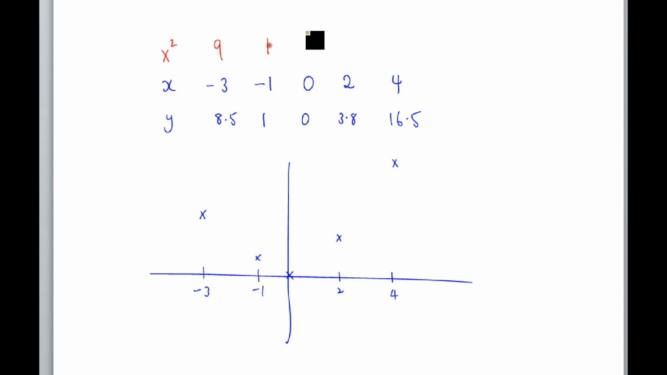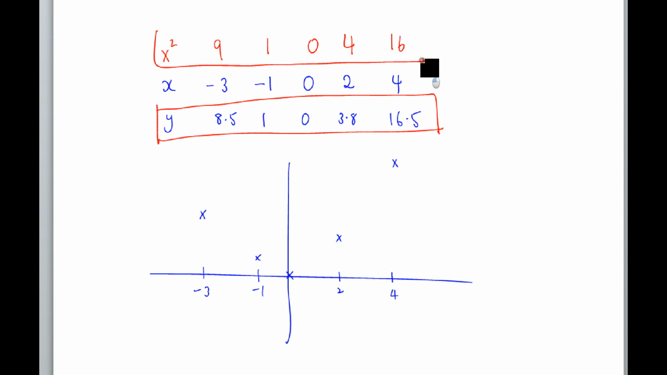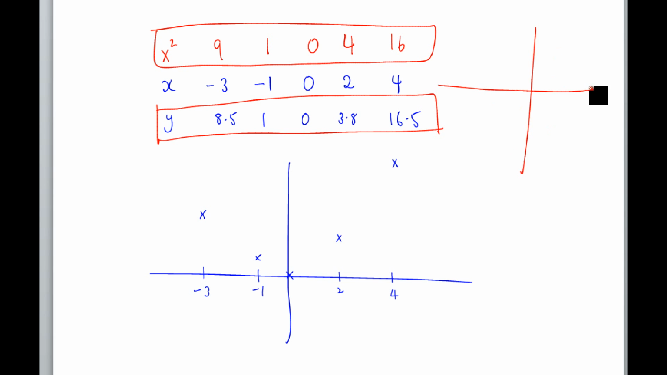9, 1, 0, 4, 16. And if we plot y on x squared, you will get 0, 0, you will get 1, 1, you will get 4, 3.8, you will get 9, 8.5, and you get 16, 16.5. You will almost get a perfect straight line. Do you follow what I'm trying to say?